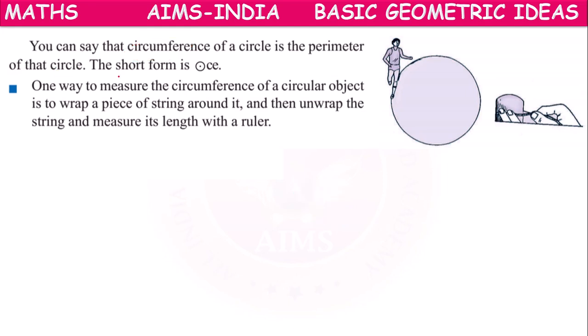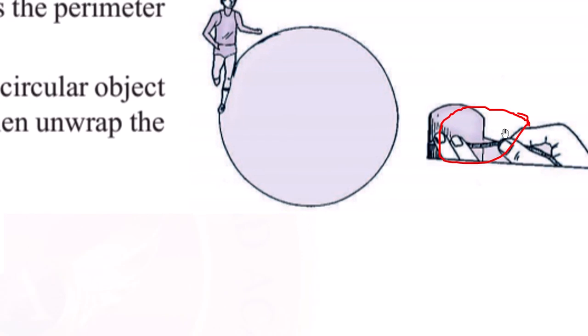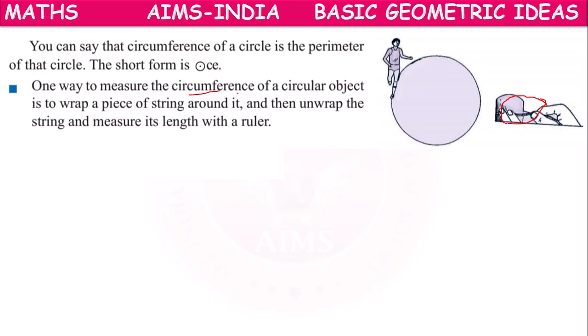So how do we measure the circumference of a circle? We have to wrap a string around the circle. Then we unwrap it and keep it on a ruler. Its length will give the circumference of the circle.